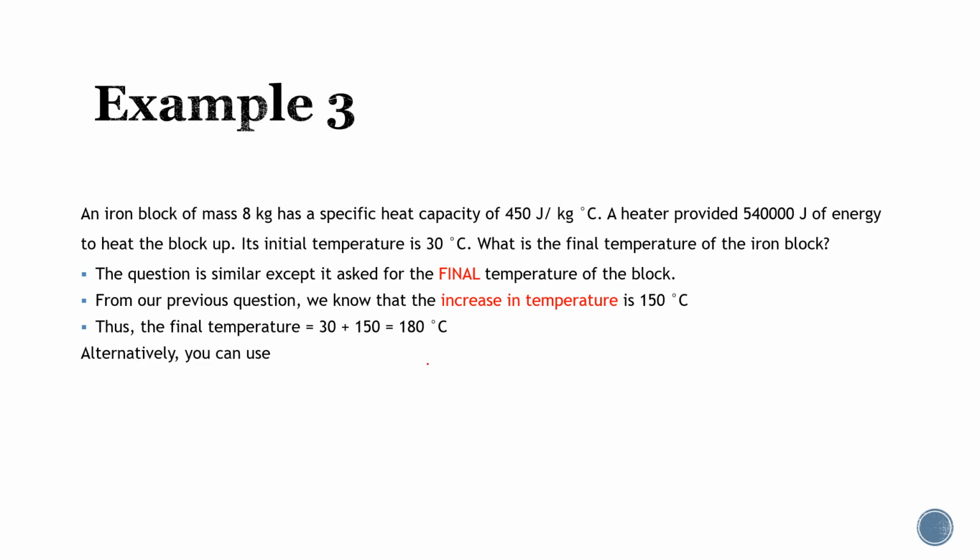Alternatively, you can use this formula and substitute in the same values. This time you use the lower temperature of 30 degrees and put it in here. By solving for θH, which is the final temperature, you should get 180, which of course is the same.